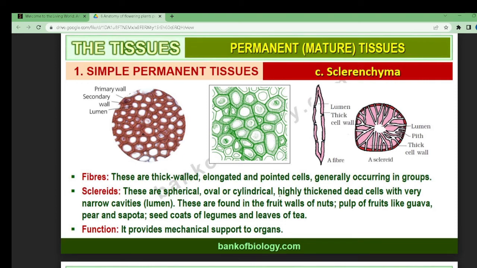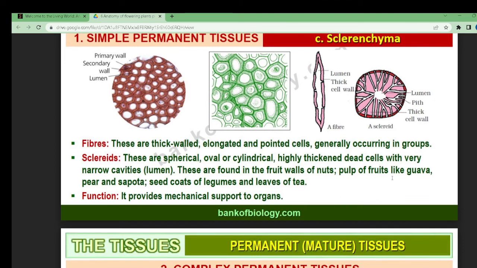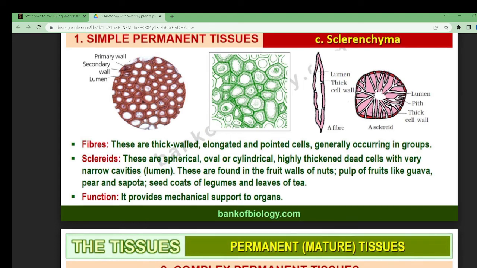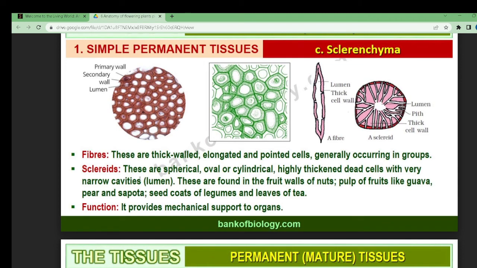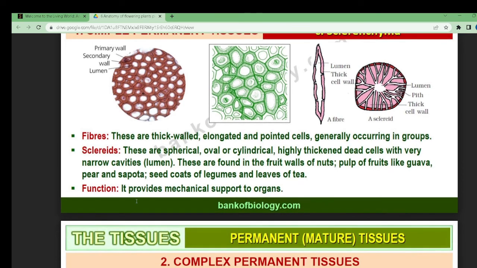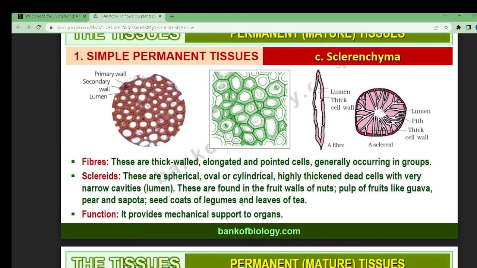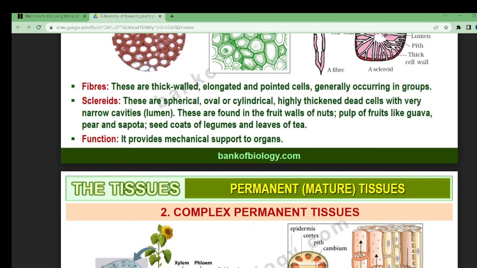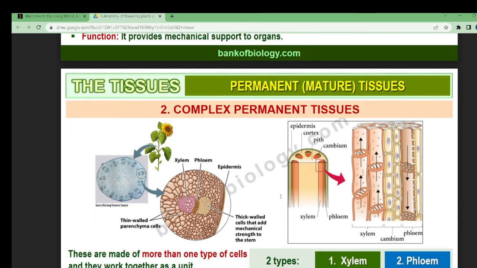They may be oval or cylindrical, also highly thickened dead cells with very narrow cavities. Here also the cell wall is thick, and the cavity is known as the lumen. These are found in the fruit walls of nuts, and in the pulp of fruits like guava, pear and sapota, as well as some legumes and tea leaves. Their function is to provide mechanical support because they have a thick wall. Now we'll discuss complex permanent tissue.